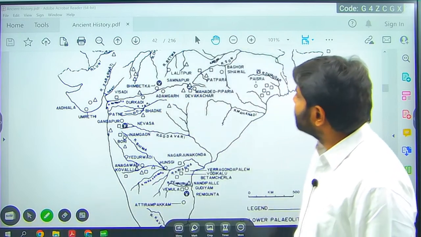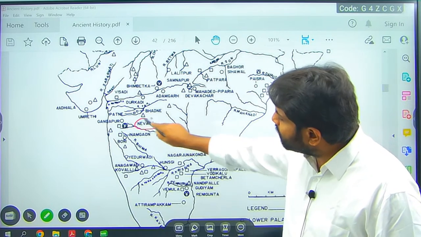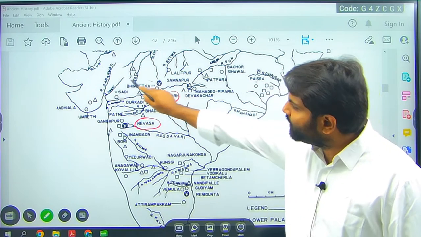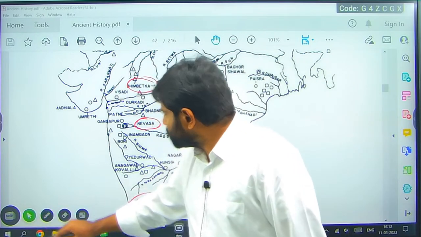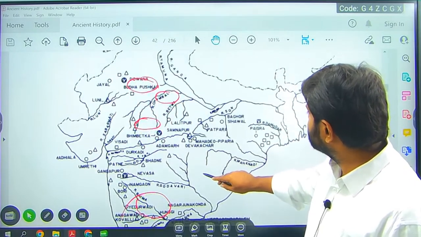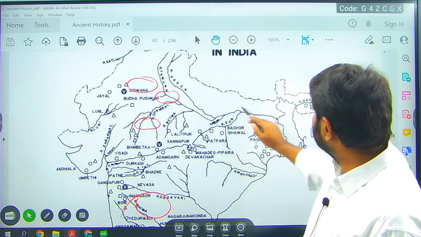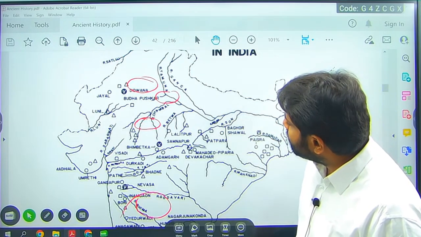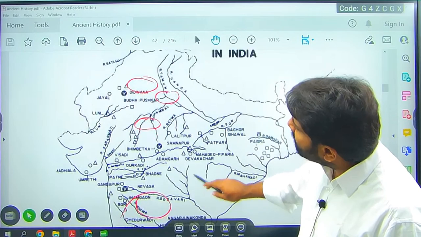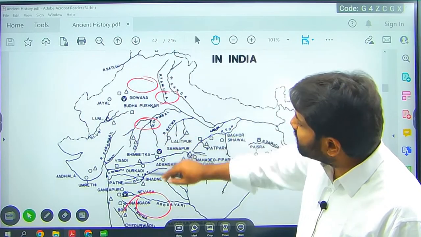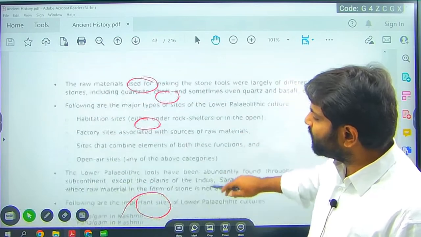And you can see Nevasa, we spoke about Maharashtra, Adamgarh, we can see Bhimbetka. Attirampakkam site I've shown you, and the sites somewhere here, the valley sites. And if you try to see in Rajasthan, all these are the sites which are available for Paleolithic age.